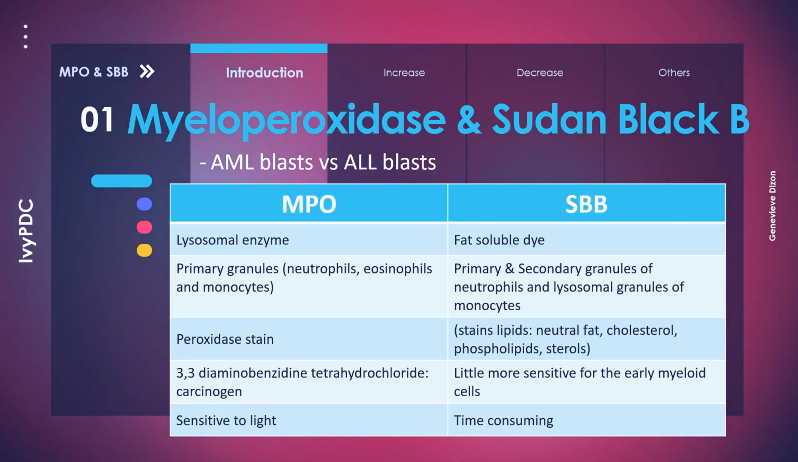One disadvantage of SBB is the time necessary to perform the stain, and this usually takes around 1 to 2 hours.